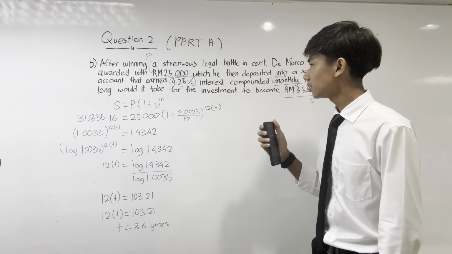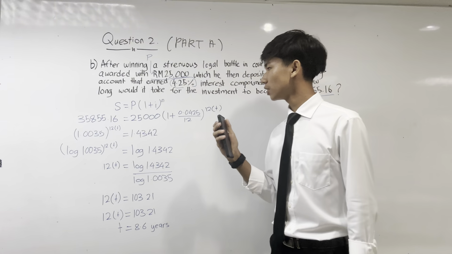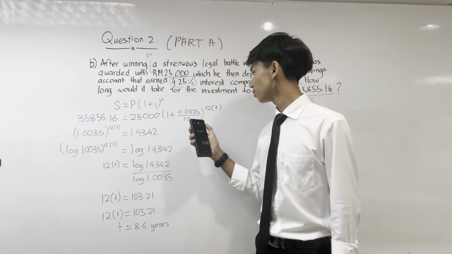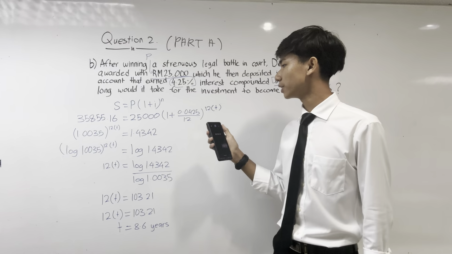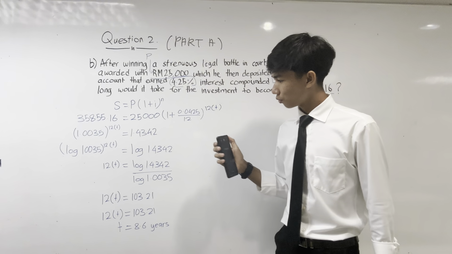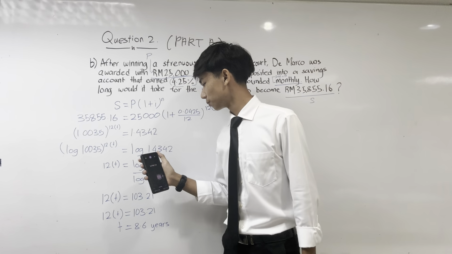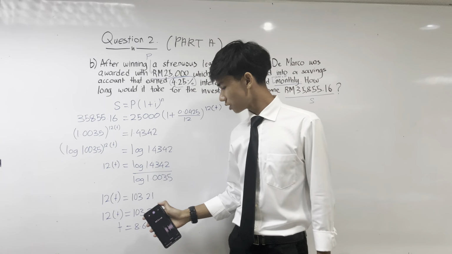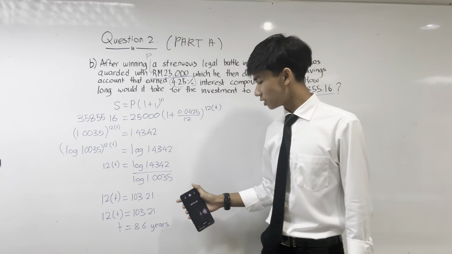For this question, we still use the same formula, which is the compound amount formula. But in this case, we need to find the term of payment. So, we need to use log to find the term. And after all the calculation, we got the final answer: 8.6 years.